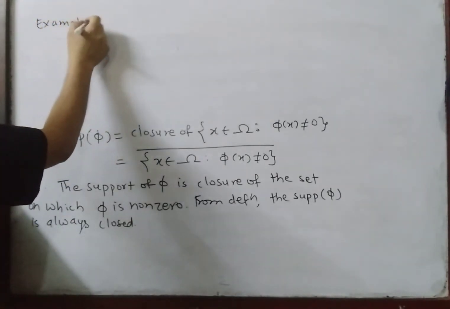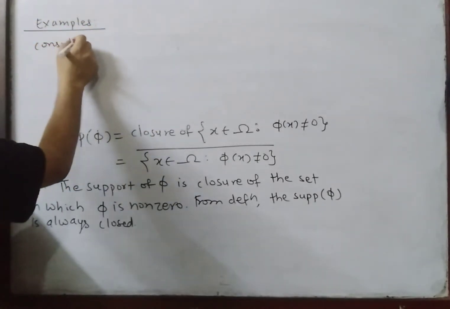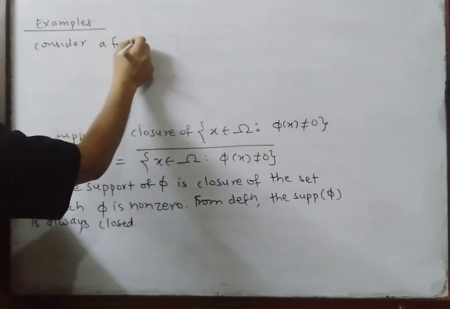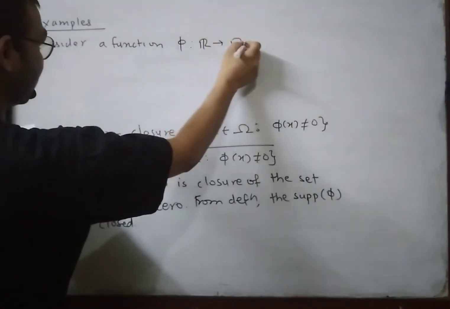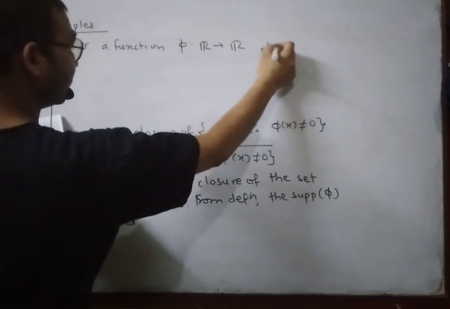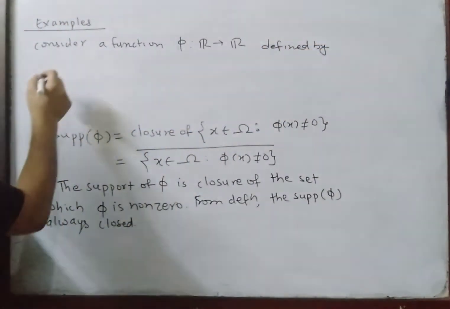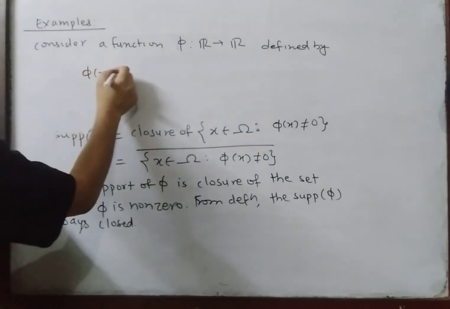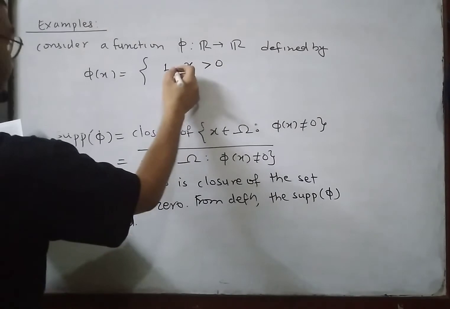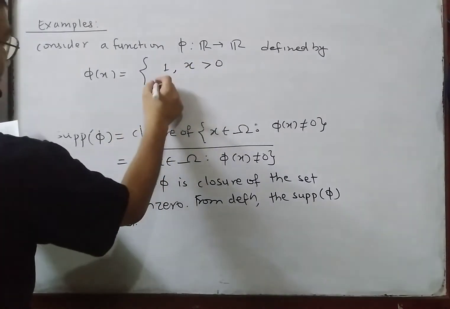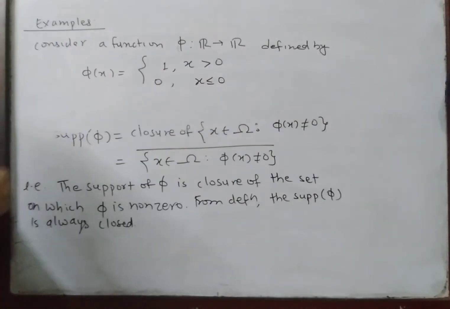Examples: consider a function phi from R to R defined by phi of x is equal to 1 for x greater than 0 and 0 for x less than or equal to 0.